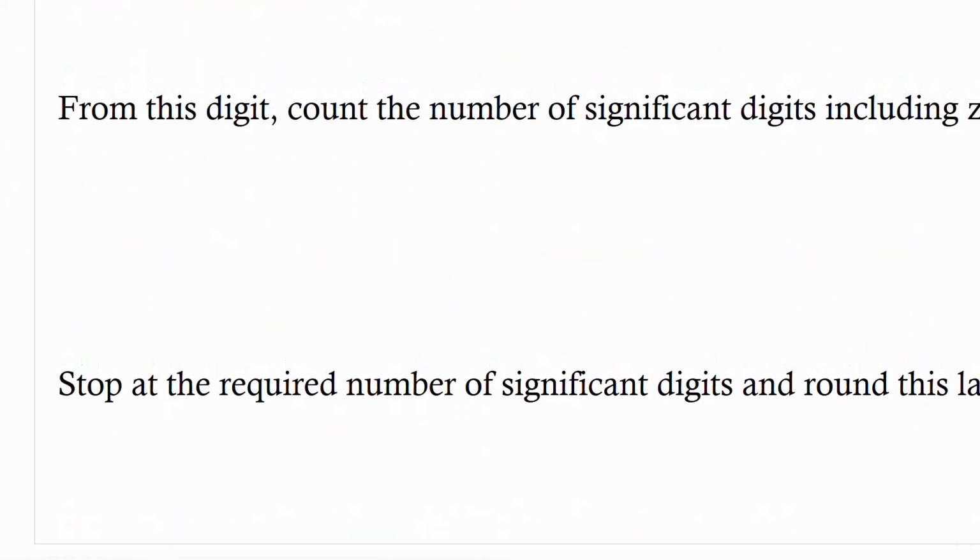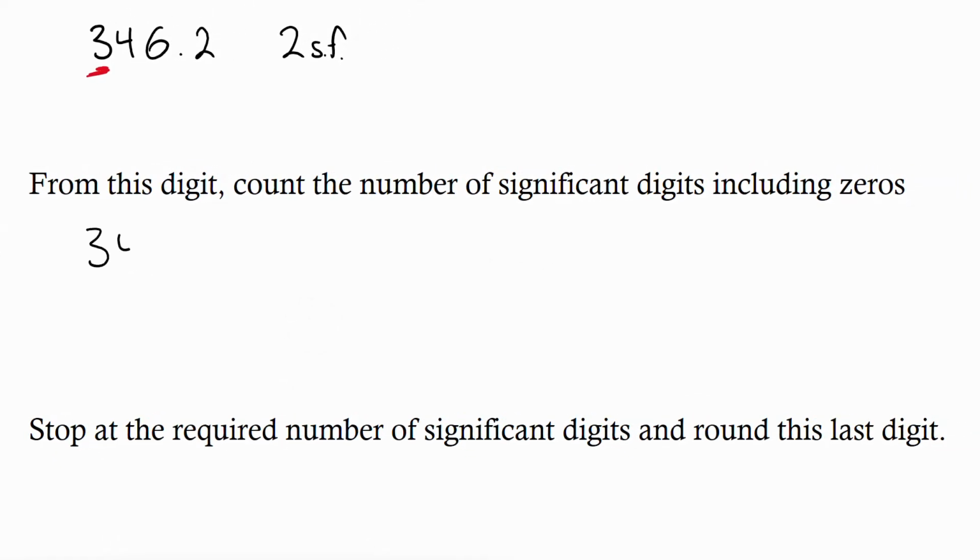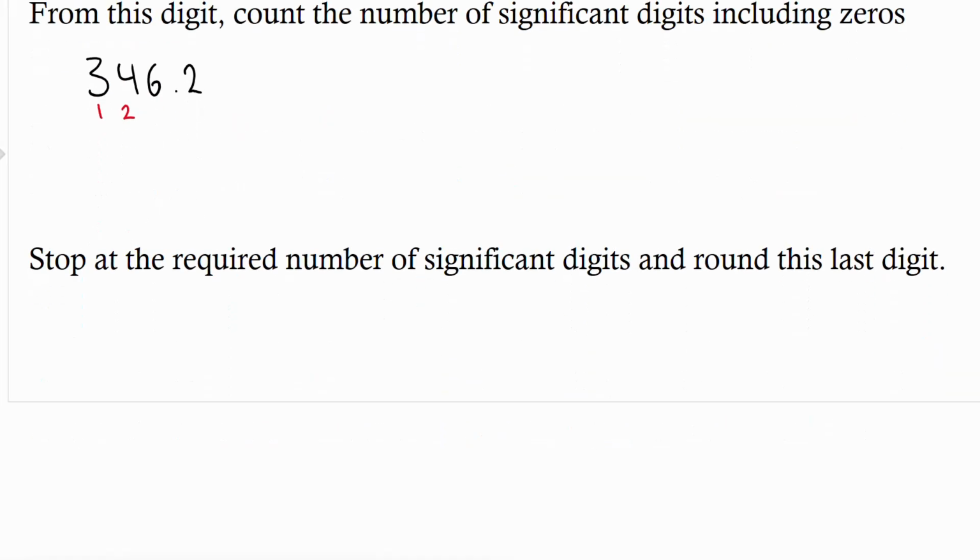From this digit, count the number of significant digits, including 0. With 346.2, we only want 2 spots, so 1 and 2. We stop at that required number of significant digits and round there. My critical digit 6 is greater than 5, so we get 350, and then the decimal place can go there. If you want, you can put the 0 out there. Any digit after that significant number that we found just becomes a 0.